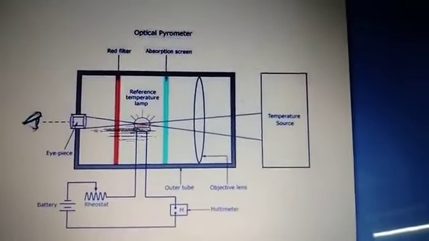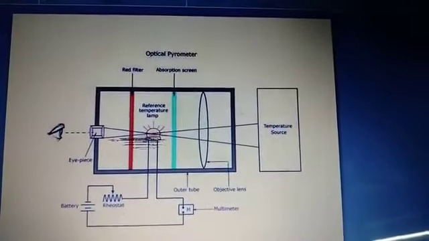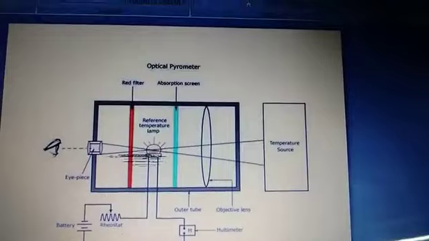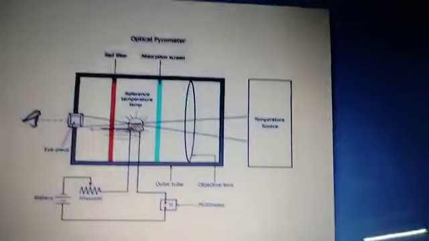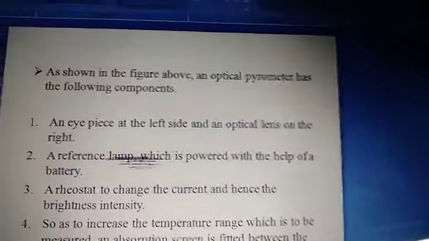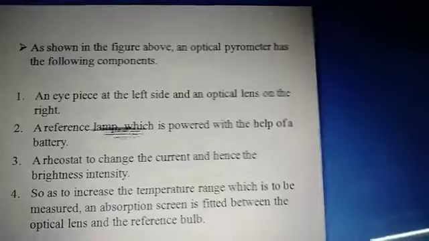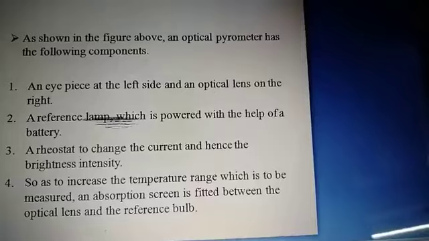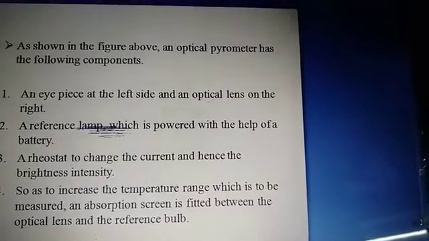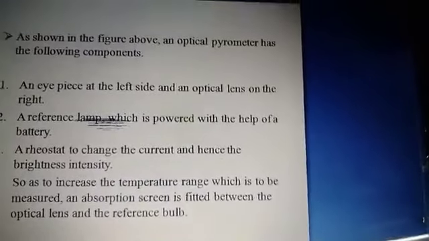Let's discuss the importance of each and every component. First, all of you draw the circuit diagram and this circuit arrangement. These are the main components of the optical pyrometer. As shown in the figure above, the optical pyrometer has the following components. At the left side of the diagram is the eyepiece and an optical lens on the right side. There is a reference lamp which is powered with the help of a battery, so the filament is connected to the battery system.